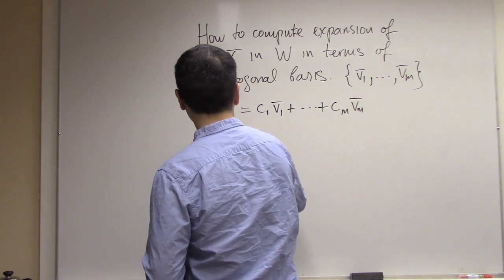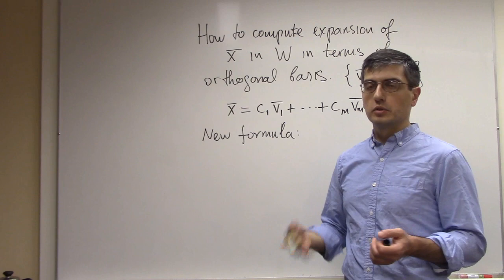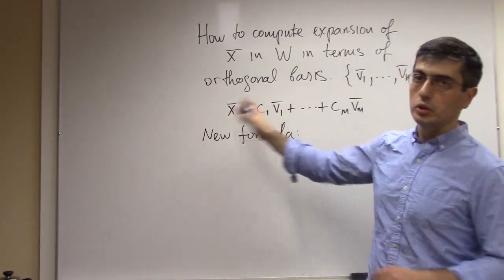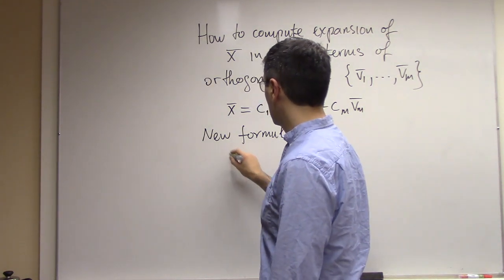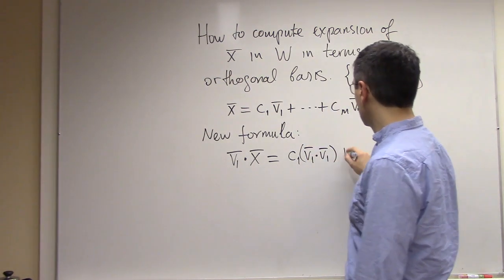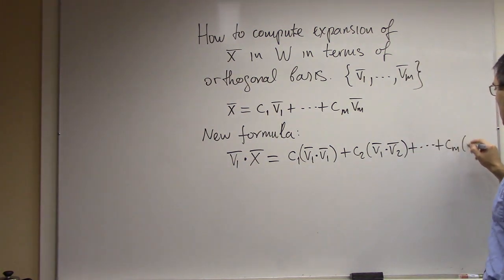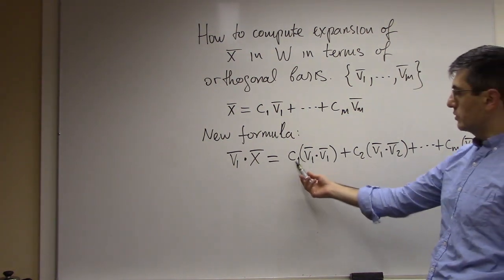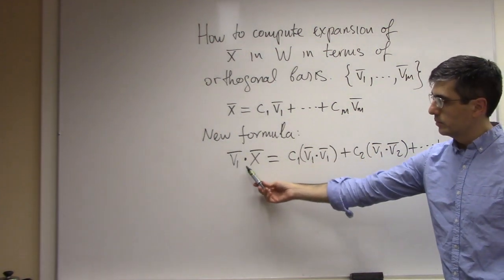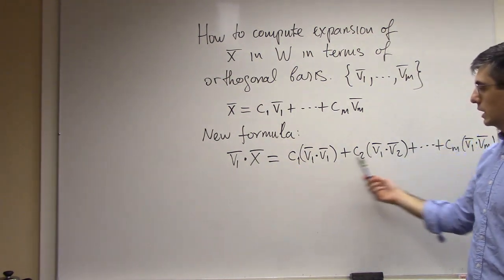So, a new formula. It is based on the same idea that was used to show that an orthogonal set is linearly independent. We will multiply both sides by v1 and see what we get. We get c1 times the dot product of v1 with v1, plus c2 times v1 dot v2, plus cm times v1 dot vm. Remember that we are trying to find these numbers. But no matter what these numbers are, we know that they exist. If we formally compute the dot product of both sides with v1, we will get this expansion.